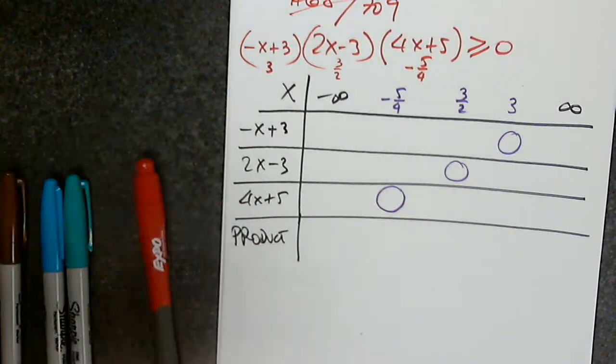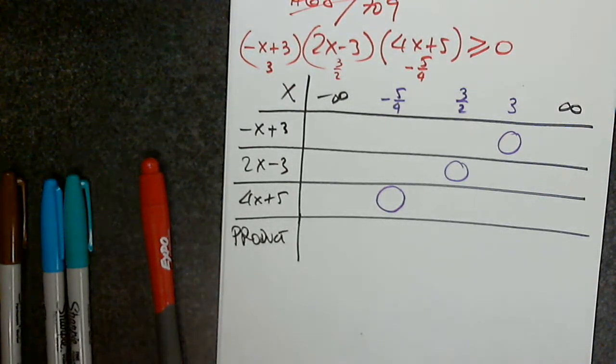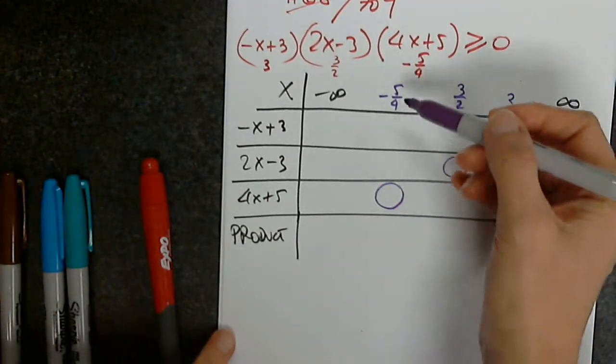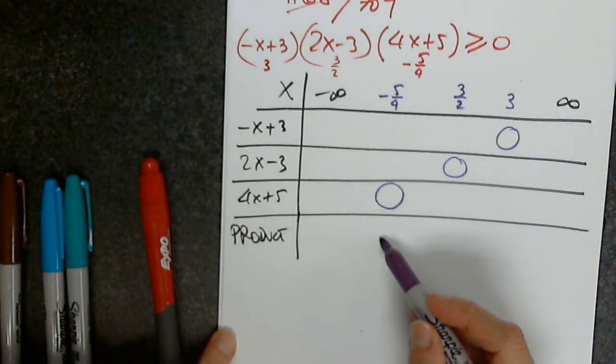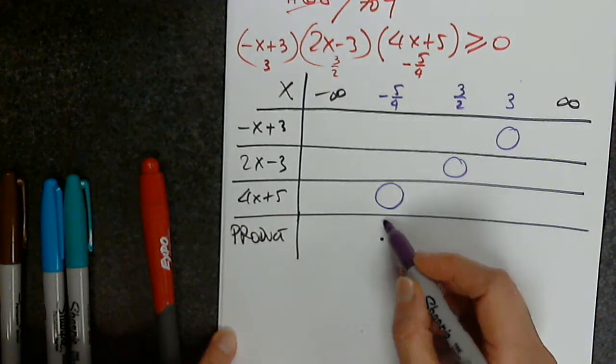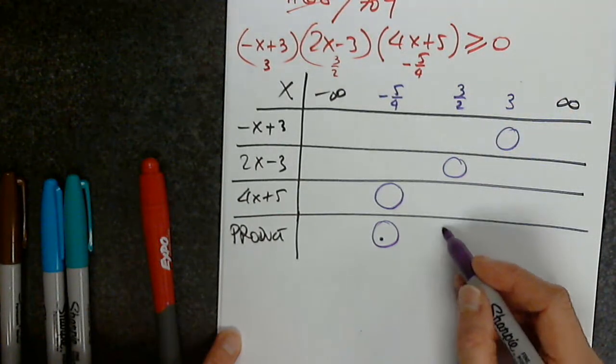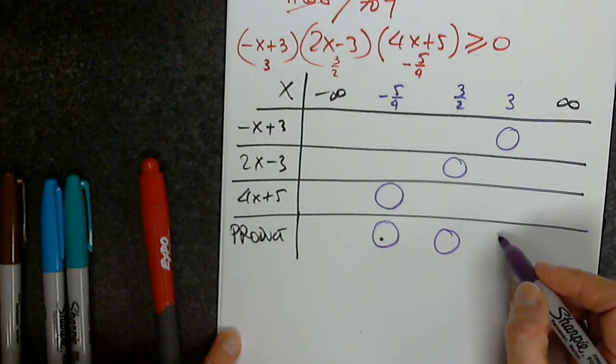Now I have to see and identify what happens to the product in each of these 3 situations. So under negative 5/4, what is the product equal to? What does it equal to? 0, right? And under 3 halves. And under 3. Awesome.